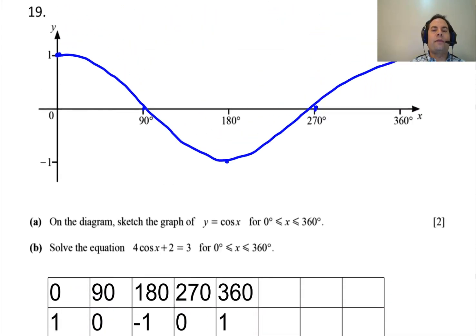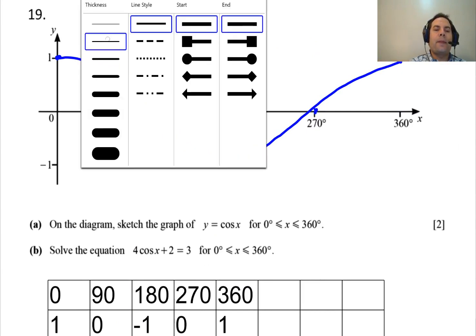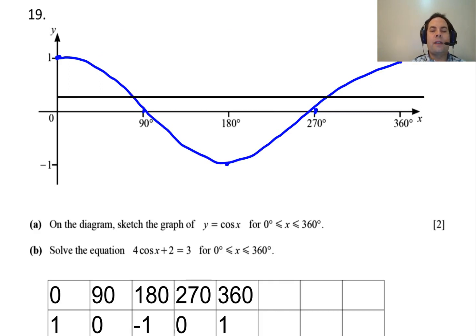Go back to the graph, try to draw the line at a quarter. Say this value is a quarter, draw the line. This line cuts the curve at 2 points. This is the first point and this is the second one.